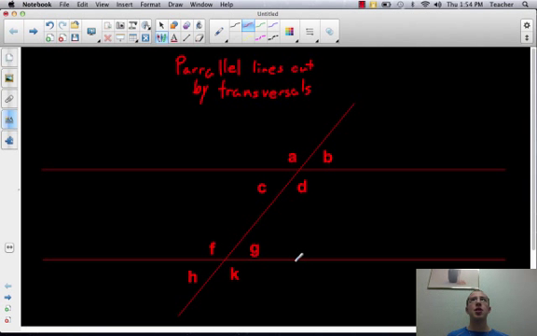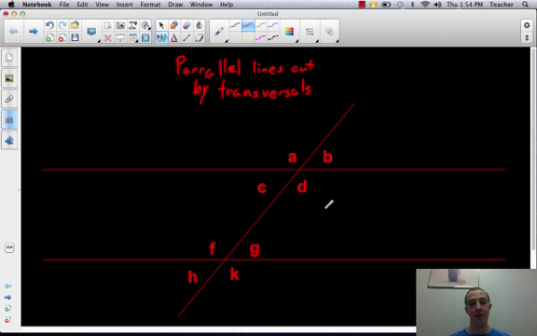Let's think about this. How much on an angle is 180 degrees? 180 degrees is a perfectly straight line. Let's keep this simple, remember. A plus B, what would that be? No matter what, A plus B is going to be 180 degrees because these two combined form this one straight line. Pretty easy, huh? C plus D has to equal 180 degrees. It makes this straight line. F plus G has to equal 180 degrees. H plus K has to equal 180 degrees.